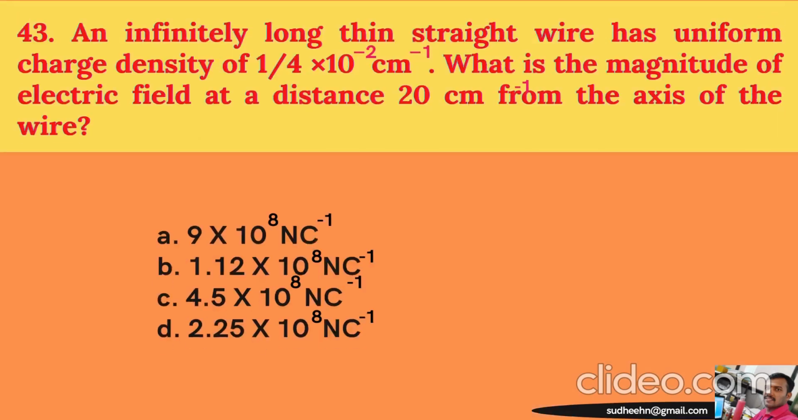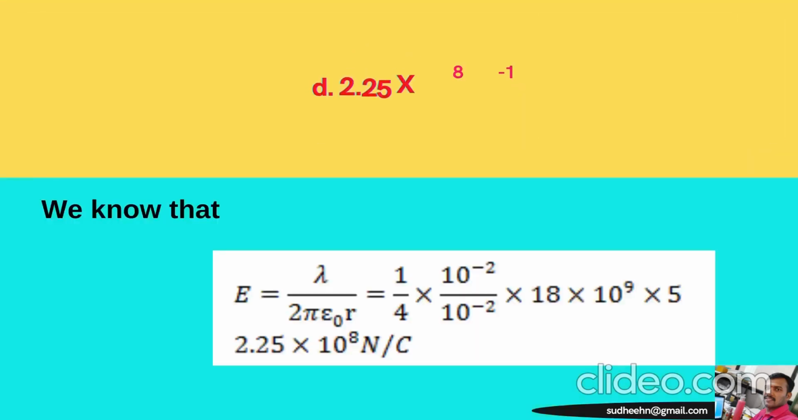Next, question number 43. An infinitely long thin straight wire has a uniform charge density of 1 by 4 into 10 raised to minus 2 centimeter per centimeter. What is the magnitude of the electric field at a distance 20 centimeter from the axis of the wire? The options given are: 9 into 10 raised to 8 Newton per coulomb, 1.12 into 10 raised to 8 Newton per coulomb, 4.5 into 10 raised to 8 Newton per coulomb, and 2.25 into 10 raised to 8 Newton per coulomb. And the right answer is option D, that is 2.25 into 10 raised to 8 Newton per coulomb.